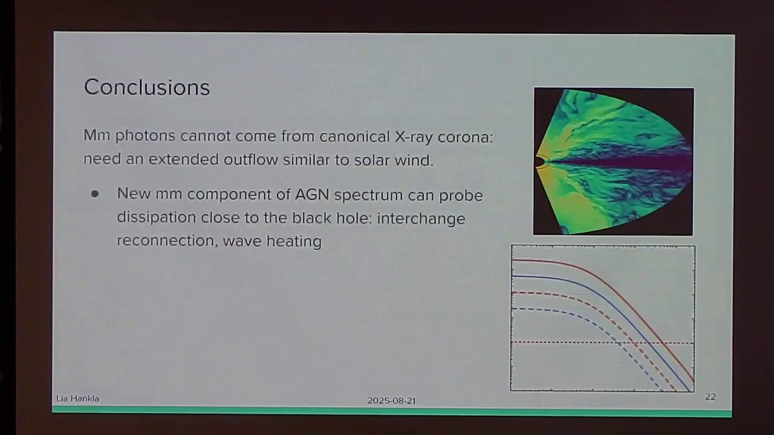So with that, millimeter photons can't come from the X-ray corona, as in the typical X-ray corona, but if you have an extended outflow very similar to the solar wind, then it seems to be an interesting possibility for where this comes from. And I'm looking forward to studying how this dissipation process happens in more detail.